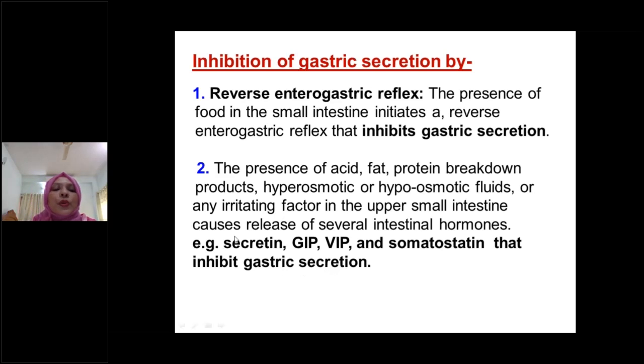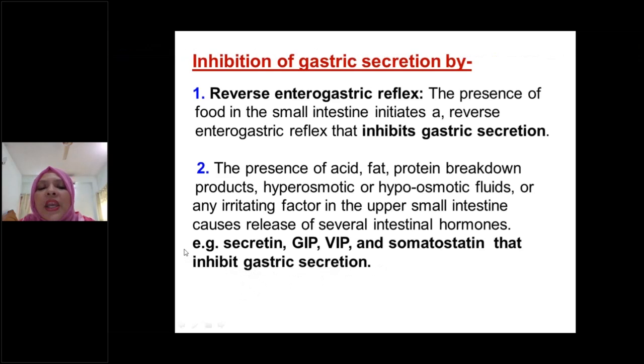Also, some hormones inhibit gastric secretion. Which hormone? Secretin, GIP, VIP, somatostatin, that inhibit gastric secretion. This is a very, very important MCQ question. Which hormone inhibit gastric secretion?